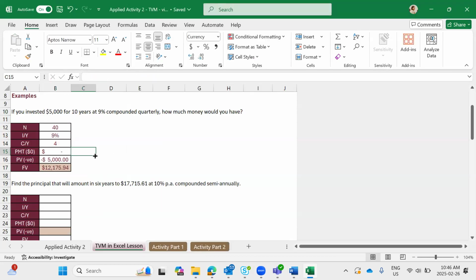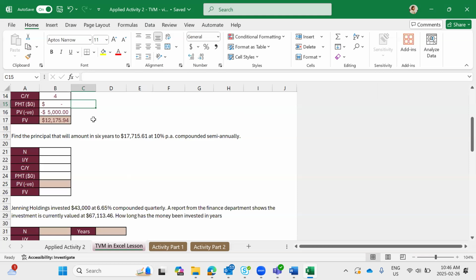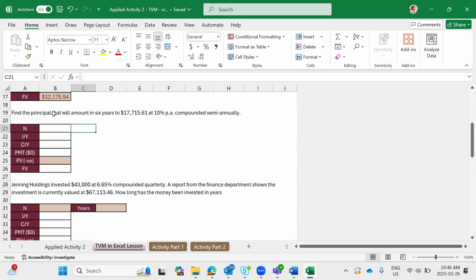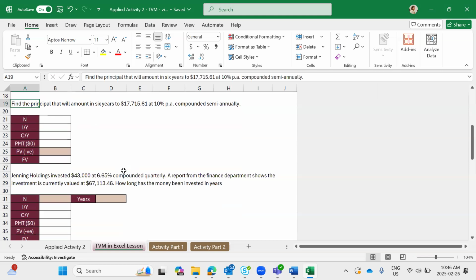So Excel is doing the same thing as the financial calculator. It just uses a function in Excel instead. Let's say we look at a slightly different question. This one says, find the principal, that's the present value, that will amount in 6 years to $17,715.61 at 10% compounded semi-annually.